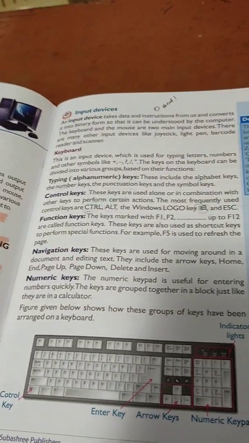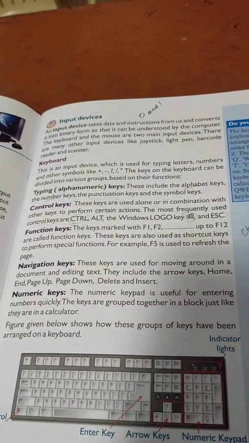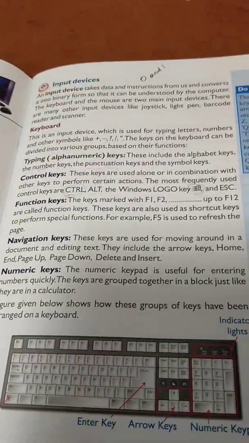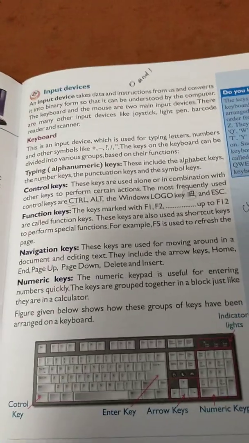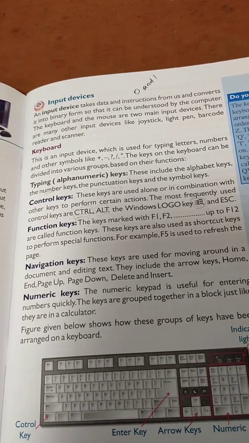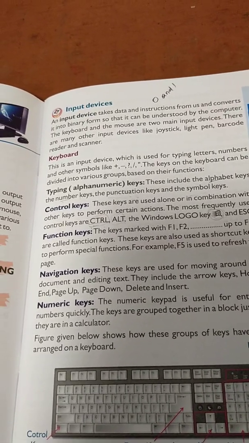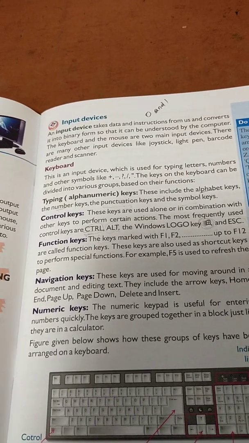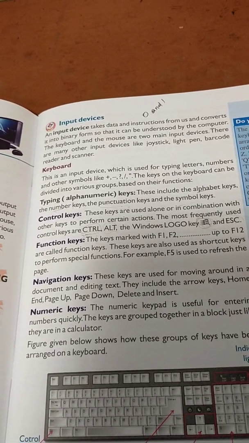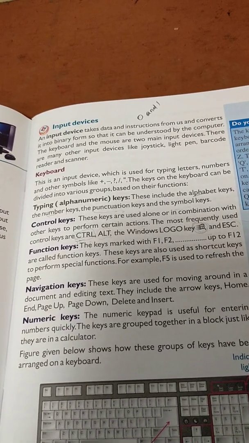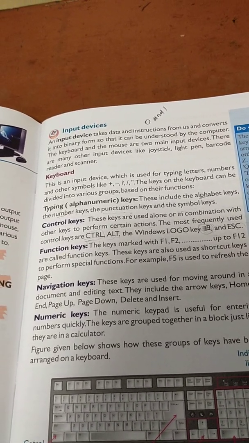The navigation keys are nothing but the arrow keys. You know the 4 arrows: up, down, left and right arrows, and then home key, end, page up, page down, delete, insert. These are the navigation keys. The navigation means guide. It guides us. So, the arrow keys, wherever you want, we can use the arrow keys.